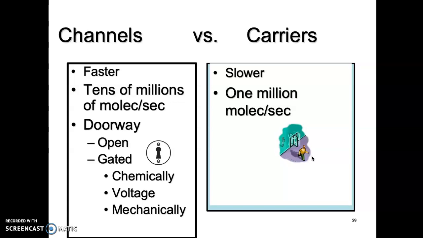The channel is kind of like a doorway that's open, but in order to open it, you need some sort of gate. You need something that's going to trigger it to open. And what's the trigger? That trigger, that gate that needs to be opened, is going to either be a chemical, it's either going to be a voltage, or it's going to actually be some sort of pressure that you can actually push it and it's going to open. Okay, so we call them chemically gated channel, voltage gated channel, or mechanically gated channel. And the carrier is more like a revolving door.